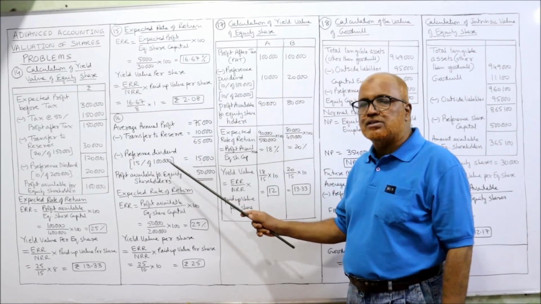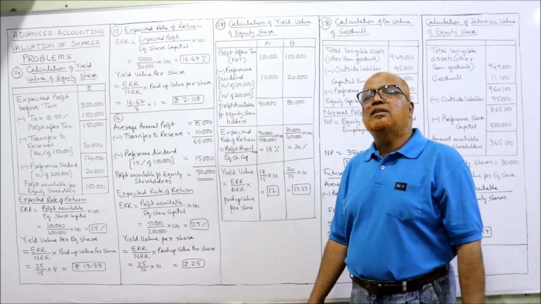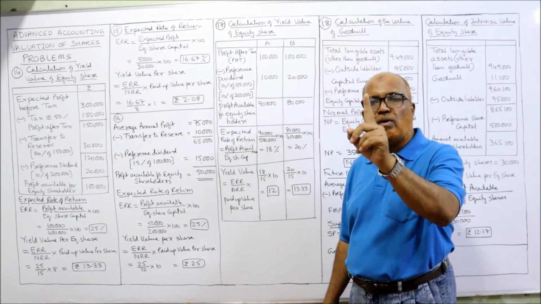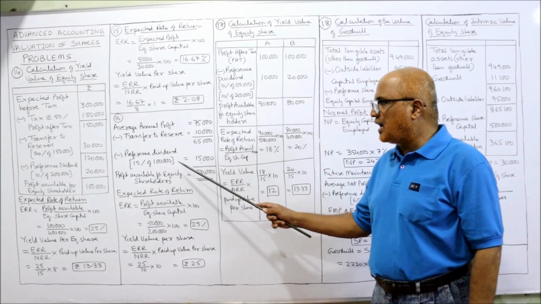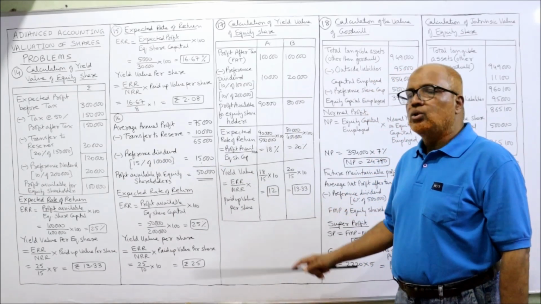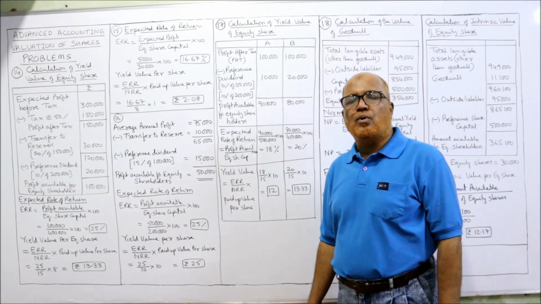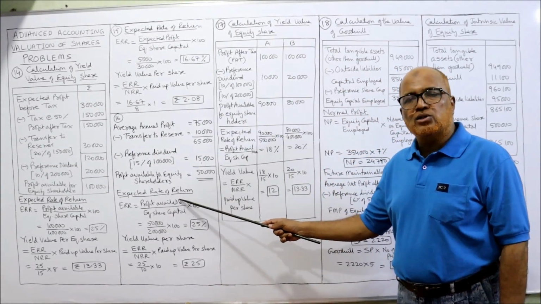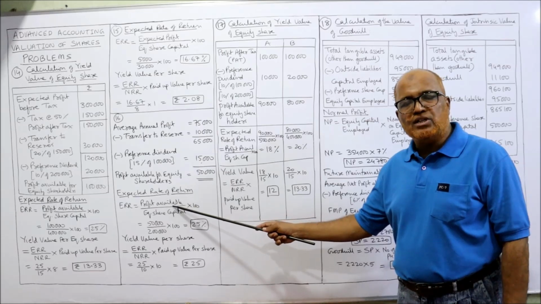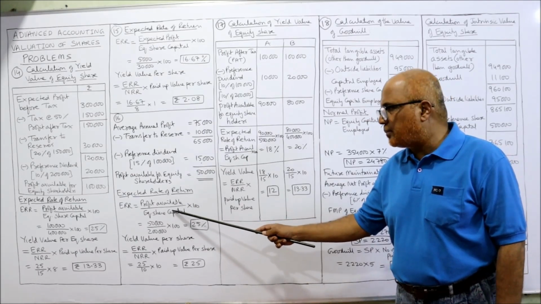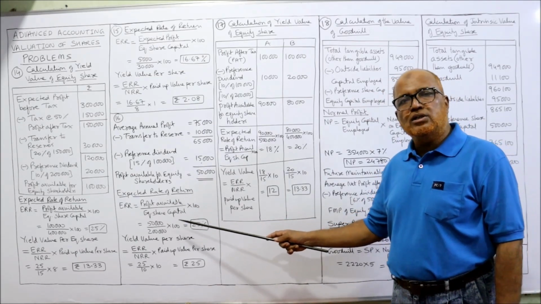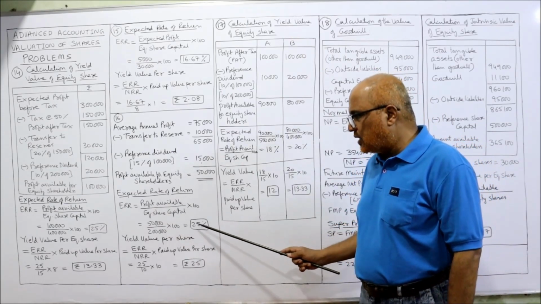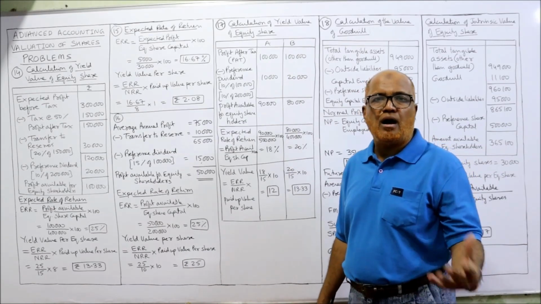It is 15% of 1 lakh. The rate of preference dividend is 15% and the total preference capital is 1 lakh. So 15% of 1 lakh is 15,000. Deduct 15,000, so 50,000 is the profit available for equity shareholders. Now the expected rate of return: profit available divided by equity share capital into 100. Equity share capital is given as 2 lakh. So 50,000 divided by 2 lakh into 100 gives 25% ERR.